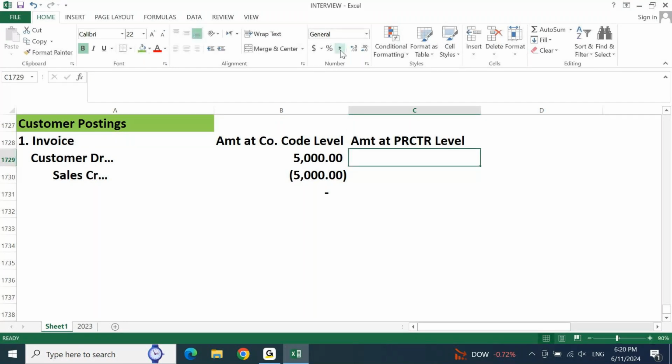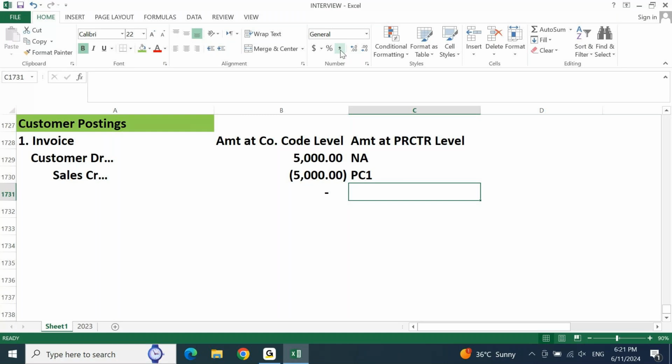Here profit center is not applicable. Here you can put PC1. Profit center is not applicable for customer because while posting any accounting entry, the profit center field cannot be seen. Now how is the system going to record the entry if you cannot see the profit center?